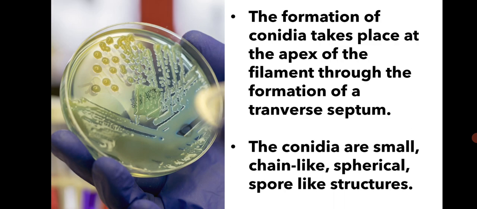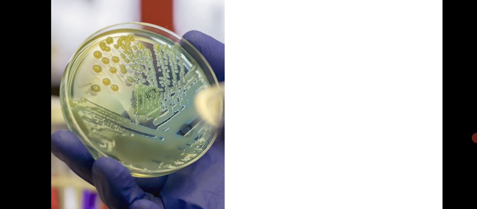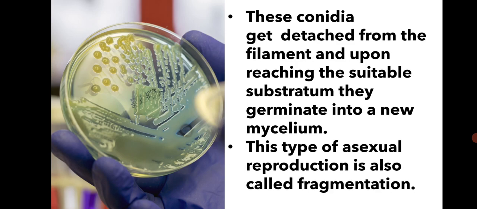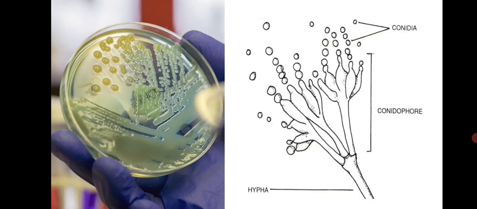The conidia are small, spherical, chain-like or spore-like structures. After the formation of these conidia, they get detached from the filament, and upon reaching a suitable substratum, they germinate and grow into a new mycelium. This type of asexual reproduction is also called fragmentation. Okay, now let us see the diagrammatic representation.